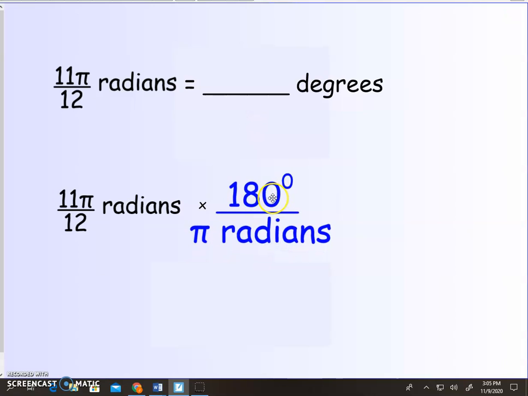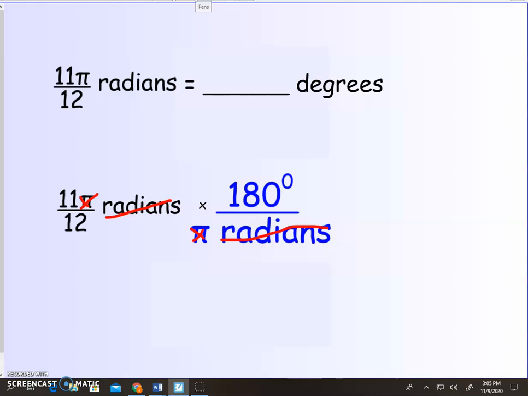Boom! Well, now wait a minute. This time I put the degrees on top. Why? Well, because look at my units. I want the unit of radian to cancel. I want to be left with just degrees. Also notice that the pi's cancel. And now I can just do some basic math.